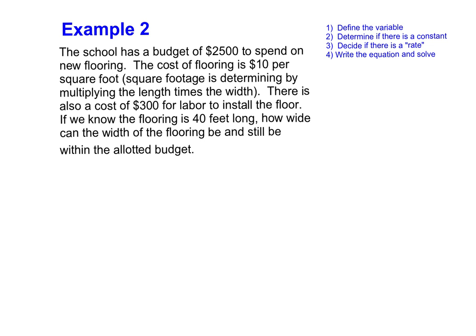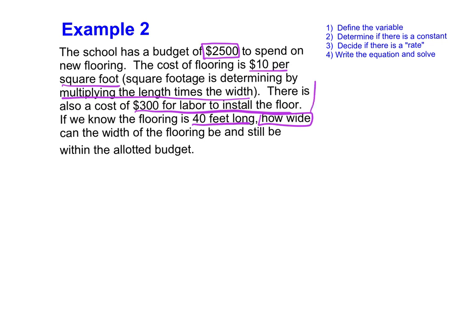So let's dive into a second example here. The school has a budget of $2,500 to spend on new flooring. The cost of flooring is $10 per square foot. The square footage is determined by multiplying length times width. There is also a cost of $300 for labor to install the floor. If we know the flooring is 40 feet long, how wide can the width of the flooring be and still be within the allotted budget?